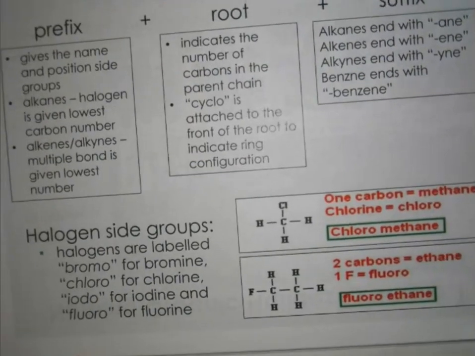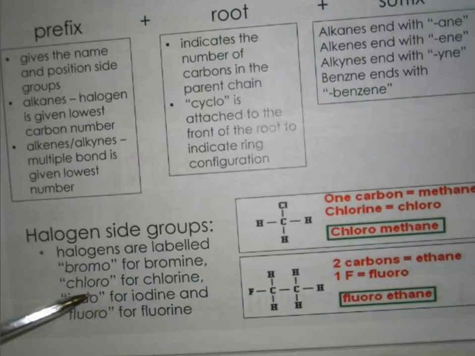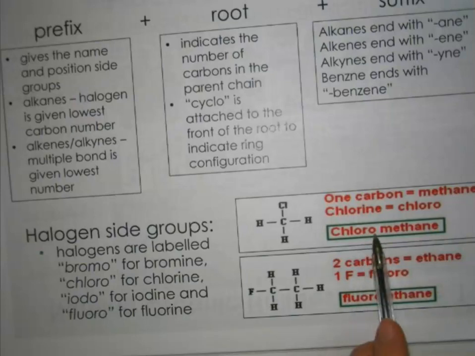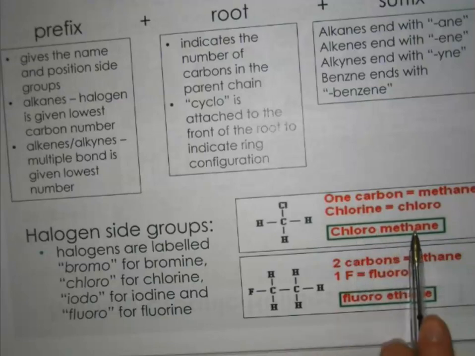In terms of your halogen side groups, there's only a few possibilities: bromo, chloro, iodo, or fluoro. So just be aware of how you modify those names from bromine, chlorine, iodine, fluorine. You're changing the endings to O. And when you put it together, this was a visual that I got off the internet, so it's kind of weird because they separate it. Keep in mind we don't put a space between there, so it would just be chloromethane or fluoroethane. Okay.